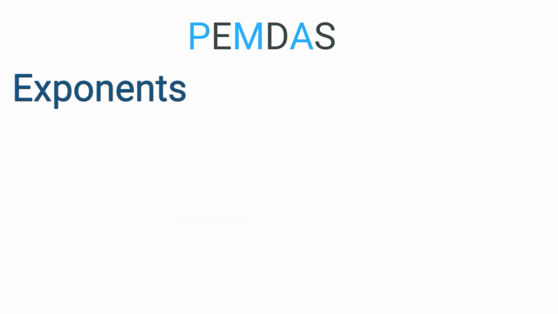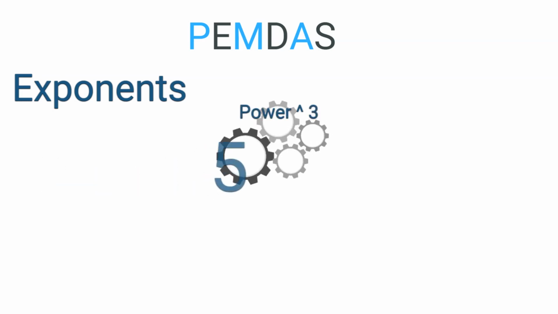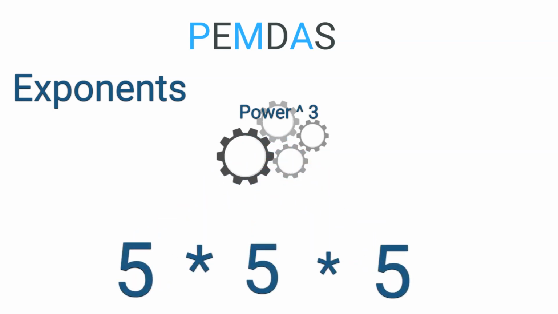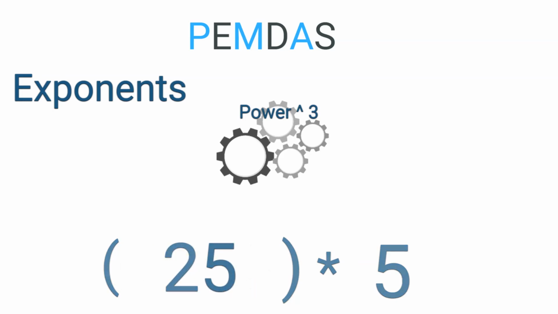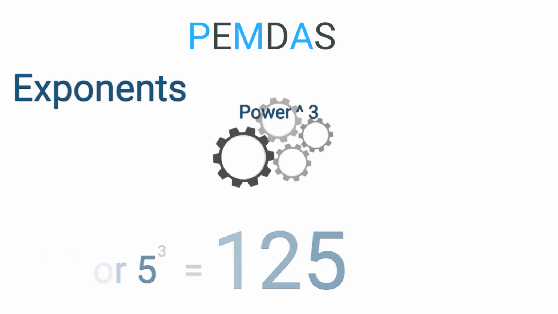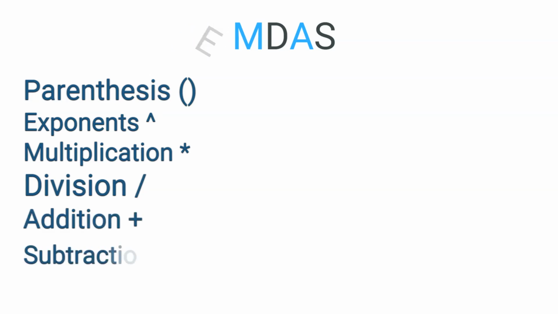Think of this number as a cloning machine. For example, 5 to the power of 3 means that 5 has to clone himself 3 times. So 5 times 5 times 5. To make it easier, let's add a cage. So, parentheses 5 times 5, parentheses times 5. 25 times 5 equals 125. So 5 to the power of 3 equals 125. M is for regular multiplication, D is for division, A is for addition, and S is for subtraction.